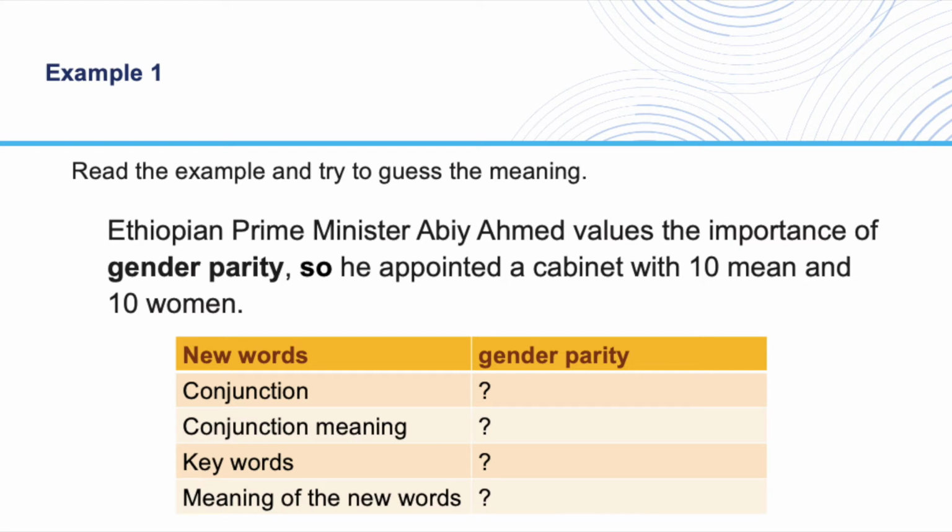Ethiopian Prime Minister Ahmed values the importance of gender parity, so he appointed a cabinet with 10 men and 10 women.